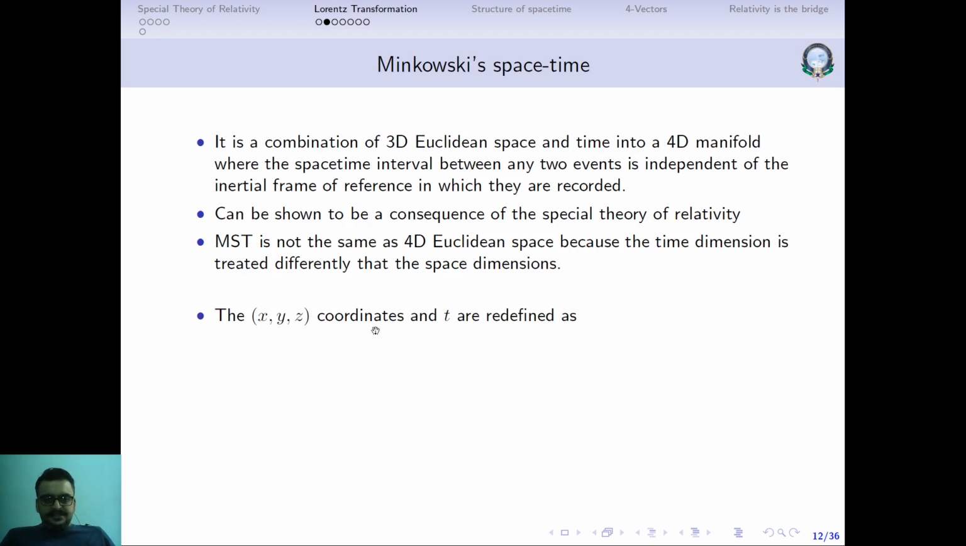So the x, y, z coordinates and the t coordinate are redefined in this way. The ordinary x coordinate we write as x superscript 1. The ordinary y coordinate we write as x superscript 2, and the ordinary z coordinate as x superscript 3. So you have to read it as x1, x2 and x3. Do not think this is x to the power 1, x to the power 2, x to the power 3. It's not that. We are just putting the identifiers of the coordinates as superscripts.